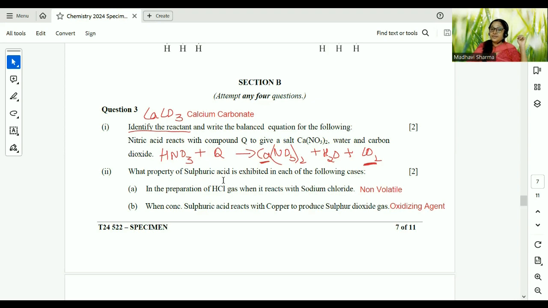What property of sulfuric acid is exhibited in each of the following cases? In preparation of HCl gas, it is non-volatile. Remember, temperatures less than 200 degrees Celsius. So it is non-volatile, hence it will not volatilize out along with HCl. And sulfuric acid used with copper to produce sulfur dioxide is an oxidizing agent.